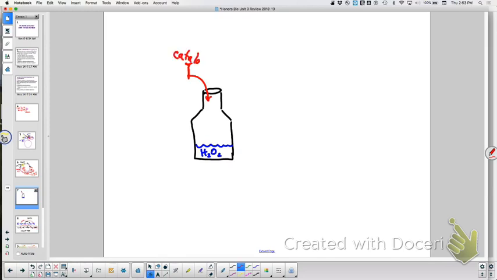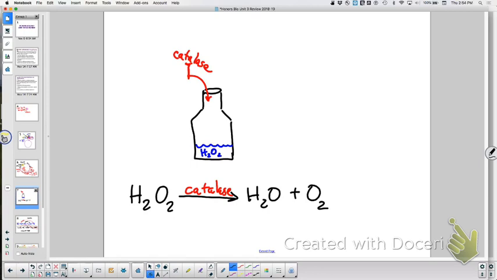What is catalase? Enzyme. So maybe we should start by writing out the reaction. Let's write out the reaction. What was the reaction? Yeah, catalase. I have to use catalase. And what do I get? And is that one balanced right there? No, but I'm not going to worry about it.